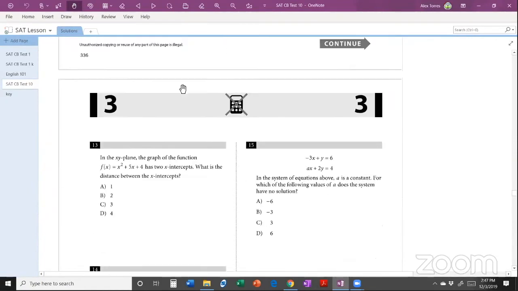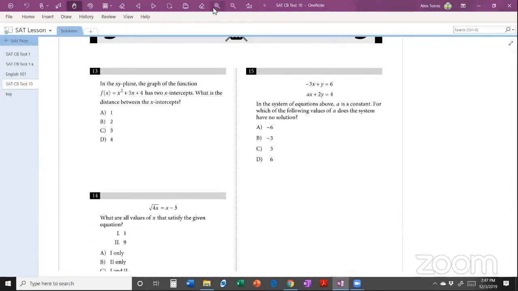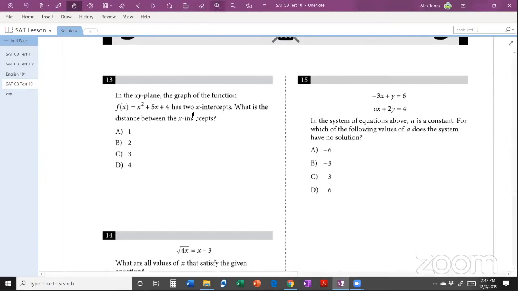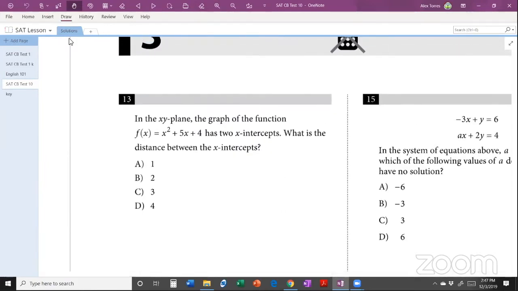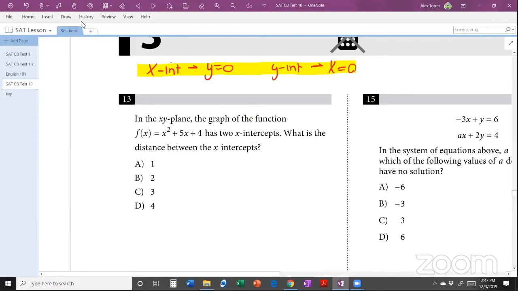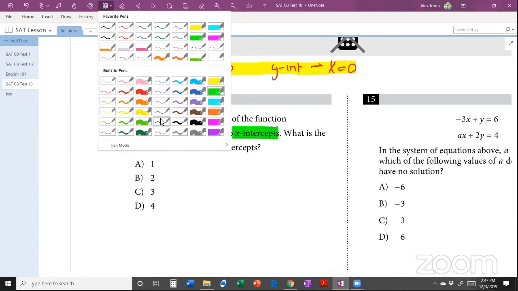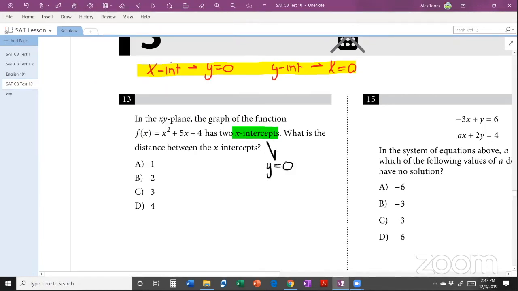And we're moving right along here. 13. So we're talking about the x-intercepts. And we said a moment ago, the x-intercept is the place where y equals 0. The y-intercept is the place where x equals 0. So we're talking about the x-intercept here, which is where y is 0. So our x-intercept here, we're going to go ahead and say that means that y is 0. So we'll set it equal to 0.